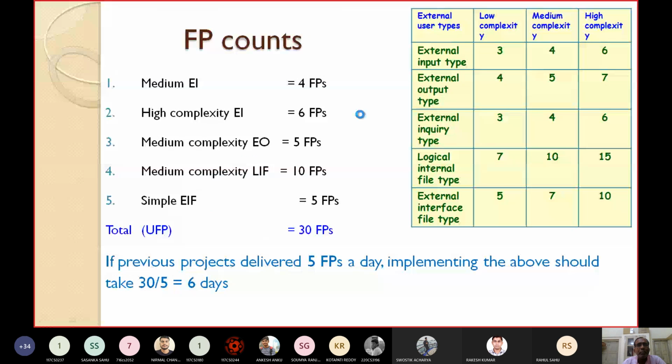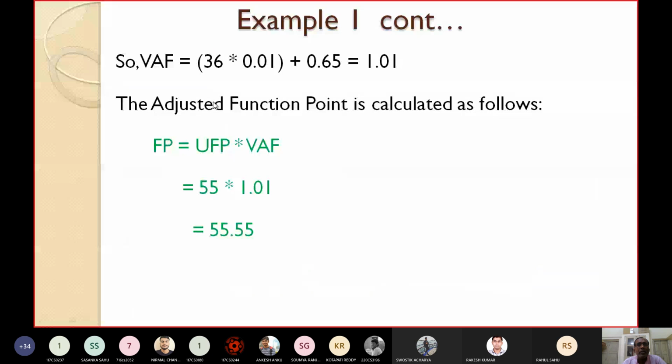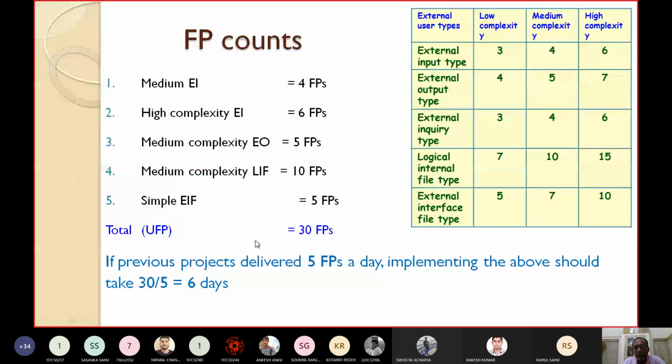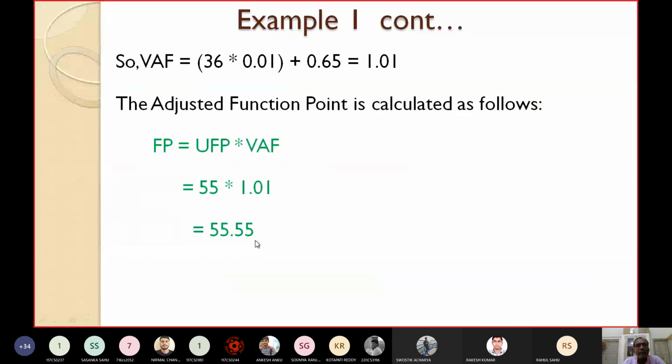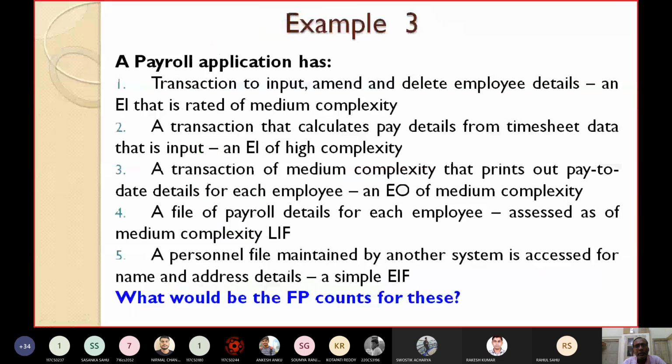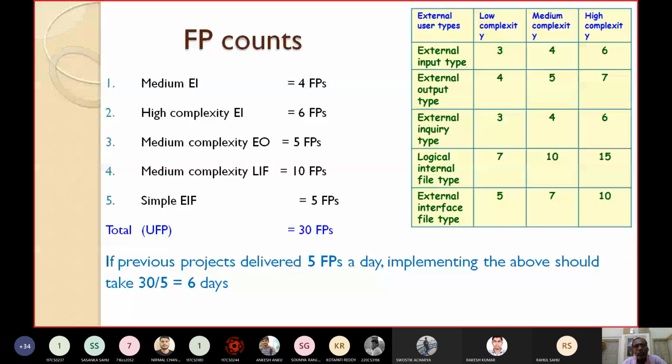If you take the second example, where the degree of influence is 36, then VAF will be 1.01, and hence the adjusted function point will be 30 into 1.01. For 36 it is 1.01. So accordingly, the adjusted function point you can obtain as 30 into 1.01, whatever the value, that will be the adjusted function point.